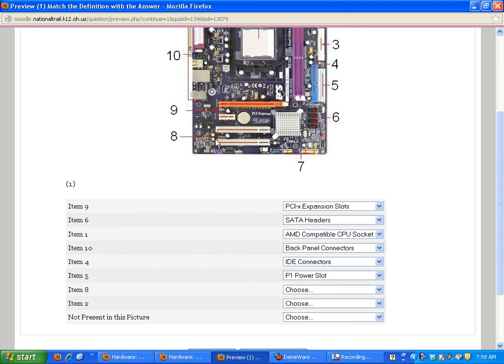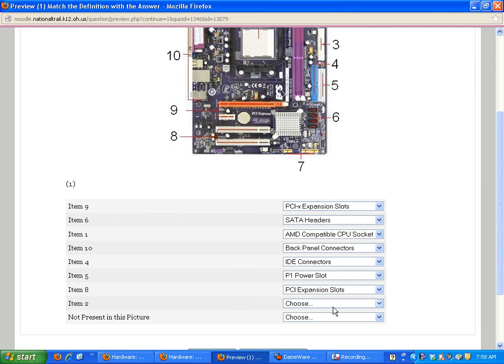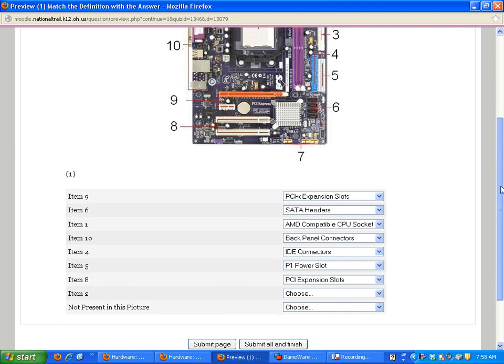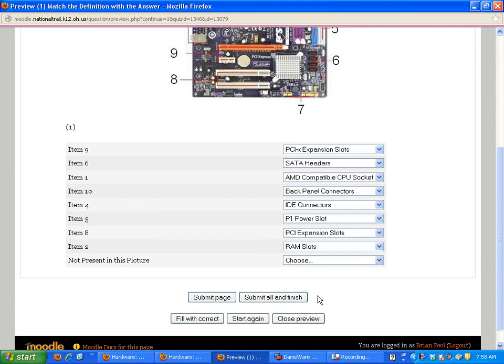Item number 8. That's the PCI. Regular old PCI connectors, PCI expansion slots. Item number 2. Memory. There's my RAM slots. They're purple. And then, not present in this picture is an Intel compatible CPU socket.